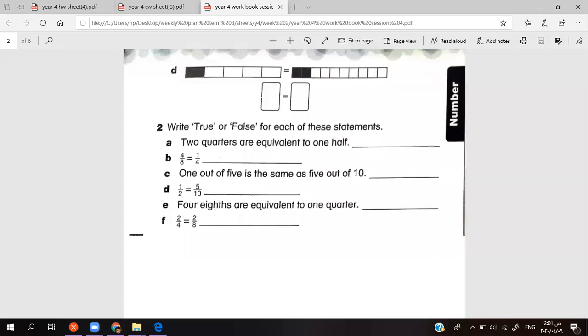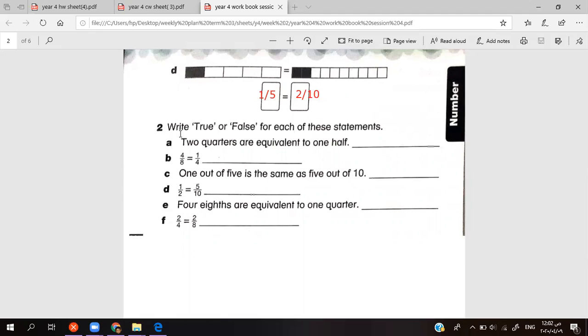Okay, here how many parts are colored? 1. 1 from how many? All of them, they are 5. Here how many are colored? 1, 2. 2 from how many? When you count all of them, it's gonna be 10.